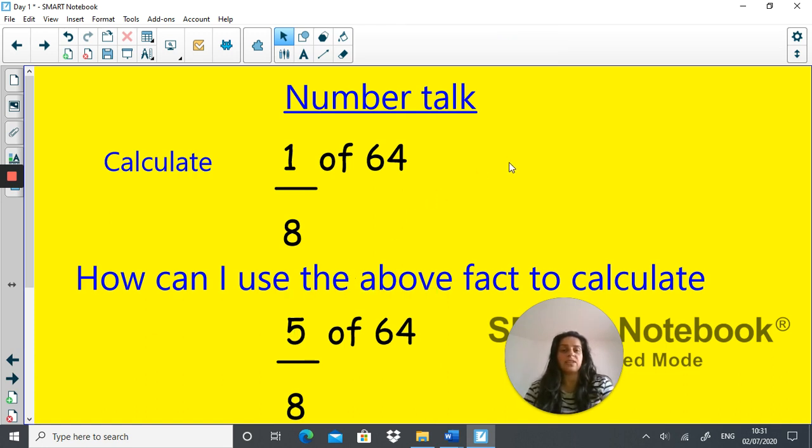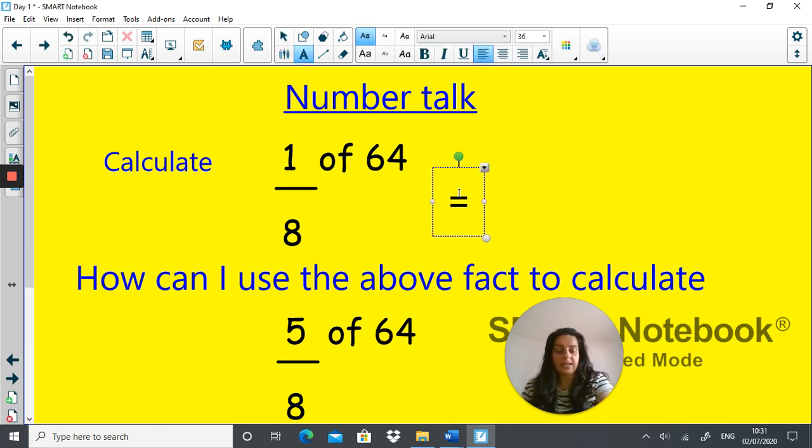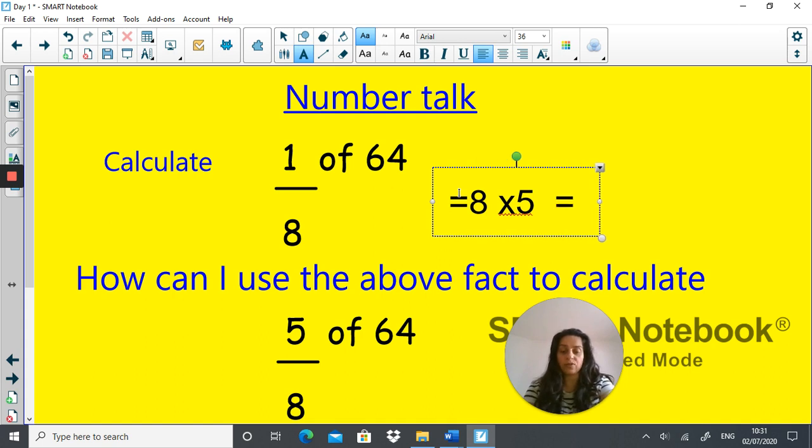So 1/8 of 64, if you think about that in terms of fractions, what that's asking you to do is to split 64 into 8 parts. Splitting 64 into 8 equal parts is the same as 64 divided by 8, which is equal to 8, because 8 times 8 equals 64. So if you know that 1/8 of 64 is 8, how would you work out what 5/8 of 64 would be? If you know that 1 part is equal to 8, 5 parts would be 8 times 5, and that is equal to 40. So 1/8 of 64 is 8, and 5/8 of 64 is 40.